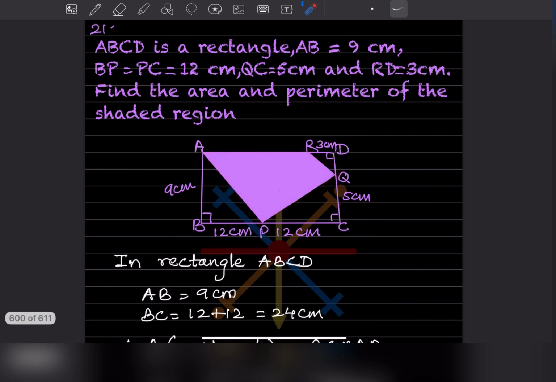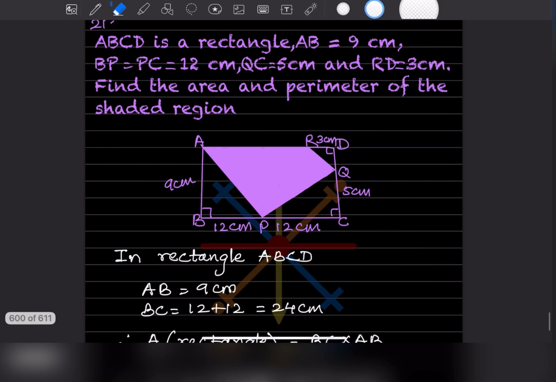For this, what we have to do is take the area of this rectangle, and from that we have to subtract these 3 triangles. This one, this 2, and this smaller one, 3. We'll go step by step.